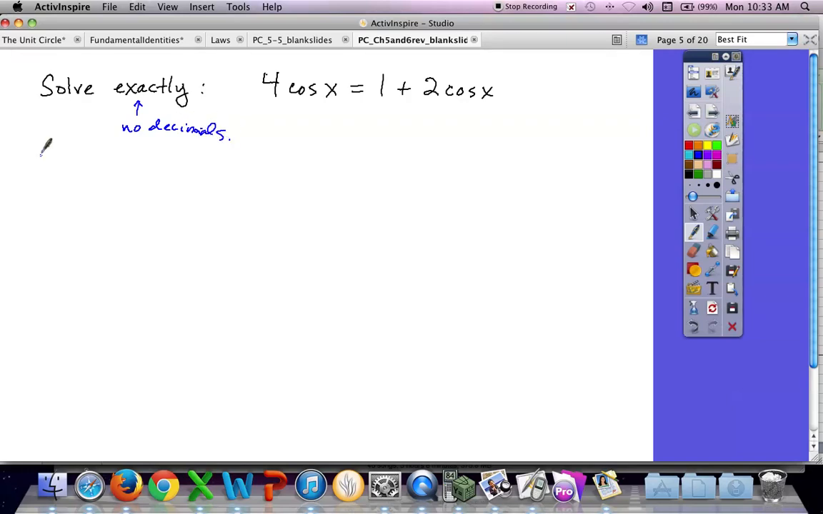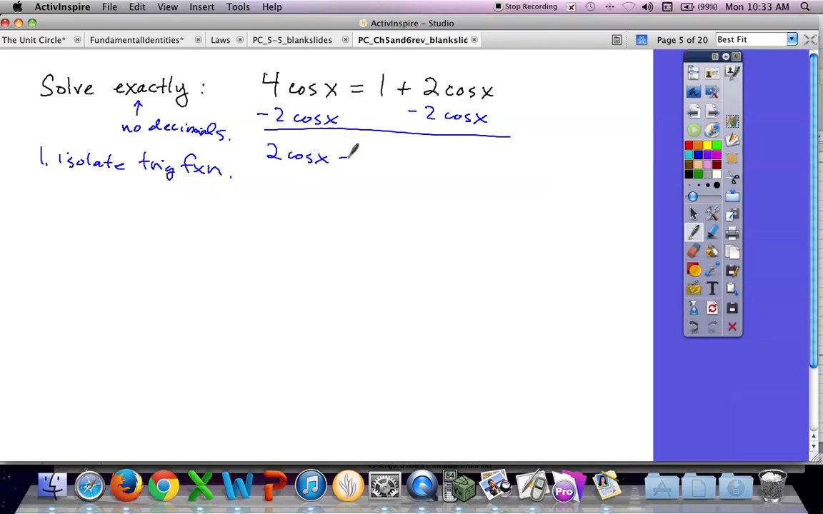Okay, so we need to isolate the trig identity, or the trig function. It's in two different places, but it's the same trig function. What should I do? Combine like terms. You need to subtract it from one side so that they're all on one side. So subtract 2 cosine x. That'll be 2 cosine x equals 1.